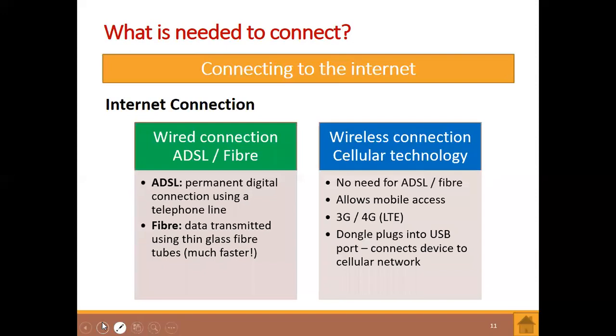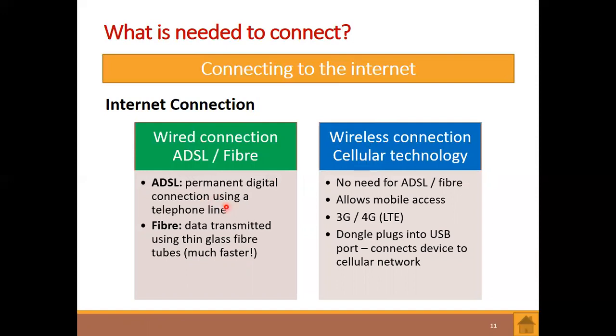There are two common methods to connect to the internet. The first one would be a wired connection using either ADSL or using fiber. Then the other connection would be a wireless connection, and this would be your cellular technology.